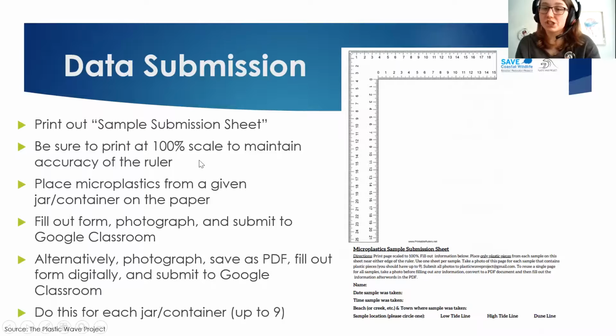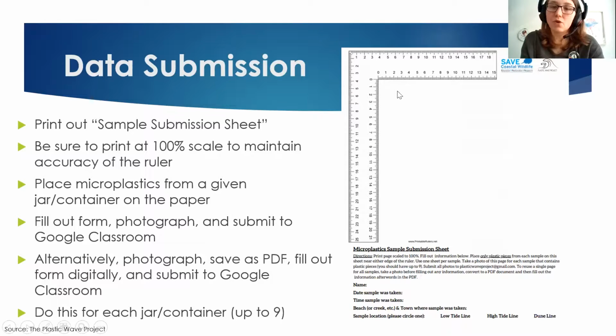You can just have one sheet that you use repeatedly, or you can print one out for every sample that had microplastics present. And so if you were going to use this with the way where you print one out for every one that is positive for microplastics, you'd print it out. So maybe out of your 9 samples, 4 of them were positive for microplastics. Then you put your name, the date, time, beach, and then you would circle if it's the low tide line, high tide line, and dune line, and you would write the number. So maybe it was high tide line number 3. So you'd circle high tide line and write the number 3.